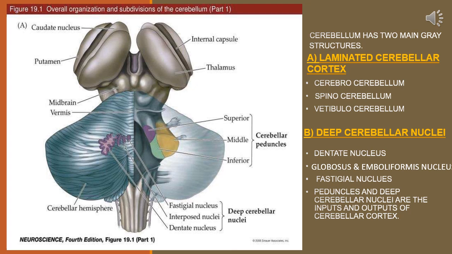This diagram is showing the superior, middle, and inferior cerebellar peduncles, and the fastigial nucleus, interposed nuclei, and dentate nucleus. All these are deep cerebellar nuclei.